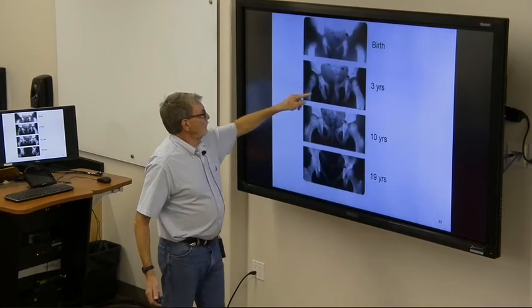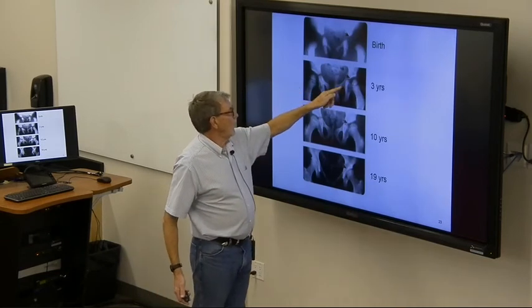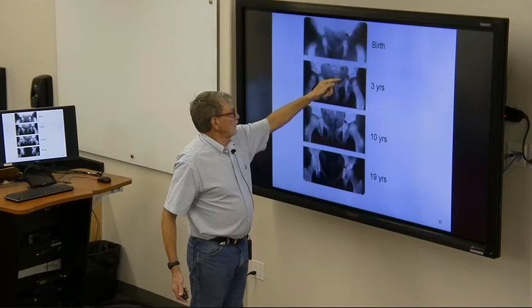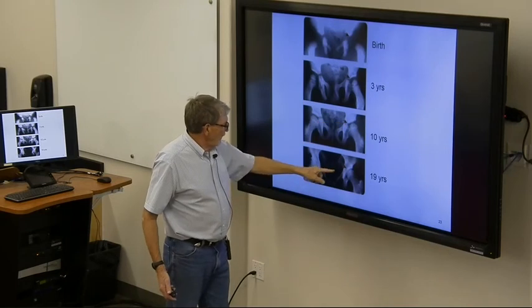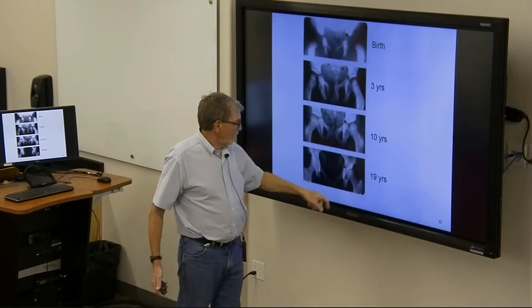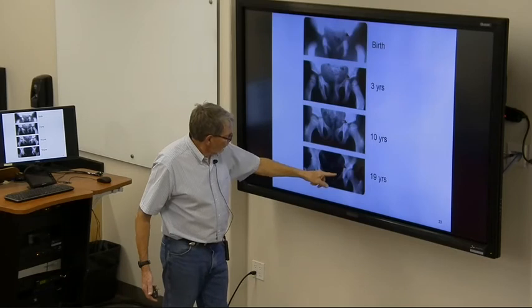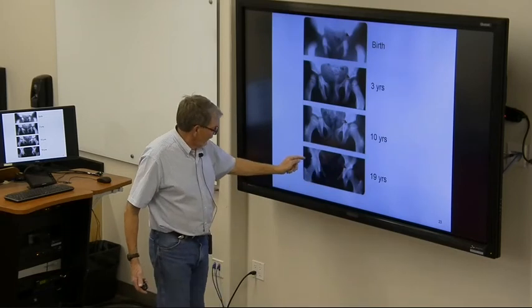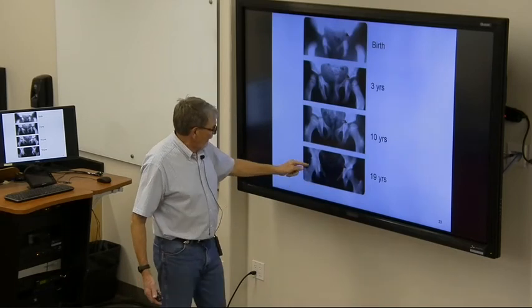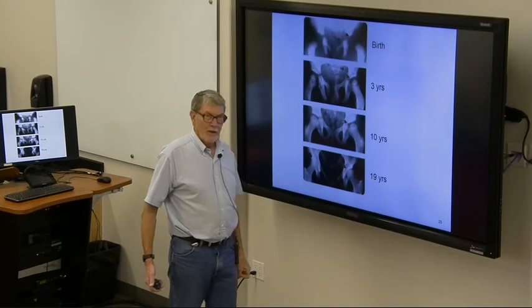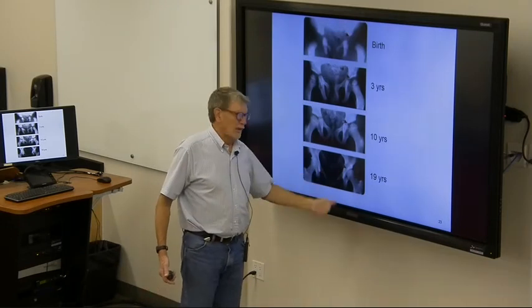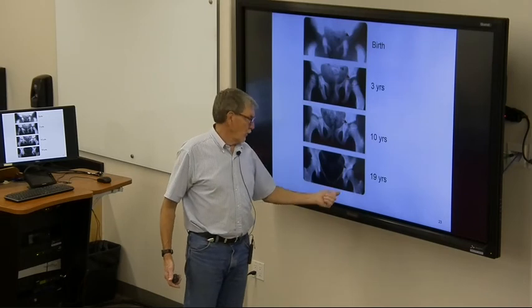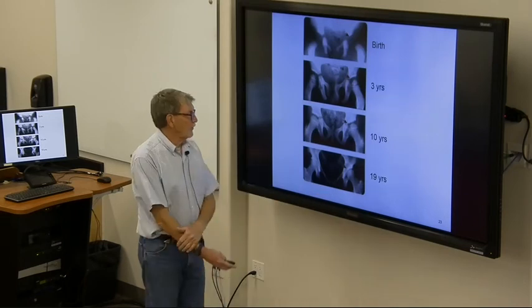Full size head here, only about half the size. A little break here. You know, here it's still kind of deformed. At 19 years, though, it has at least moved into the socket reasonably well. It's not as thoroughly in the socket as this one. This 19-year-old may always have a little bit of problem moving around or may need a hip replacement at some point.